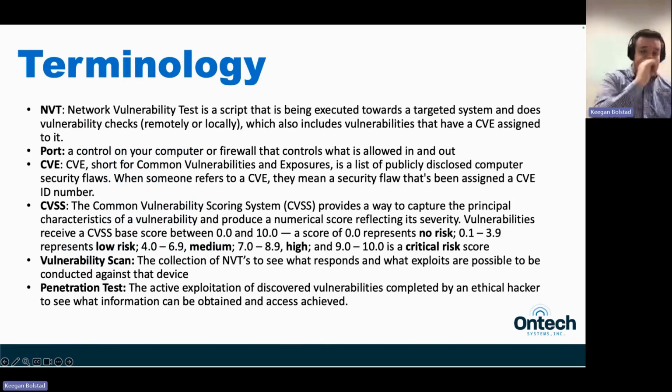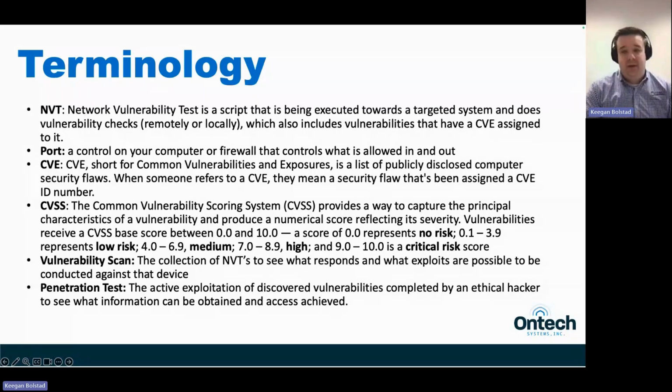So some terminology. I'm going to do my best here today to avoid the 3-letter acronyms, but unfortunately there are going to be a couple that we can't avoid that we want to make sure that you know. So NVT, network vulnerability test, it's basically us looking at a system and inspecting it to see what result came back. A port, that's something that controls what's allowed in and out on a particular system. It could be a computer, it could be an actual firewall appliance. CVE, common vulnerabilities and exposures.